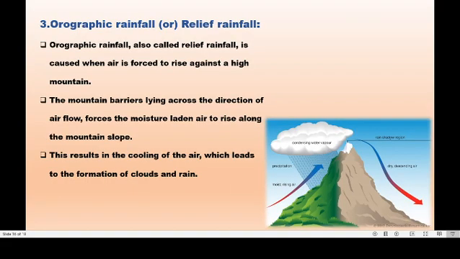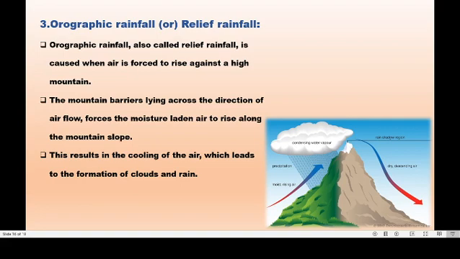The next topic that we are going to discuss is orographic rainfall. When I speak about oro, it means mountain. So the rainfall that takes place occurs because of a mountain. But here there is a question. If a rainfall is happening because of the mountain, do both sides of the mountain get rainfall, or does one side of the mountain get rainfall?